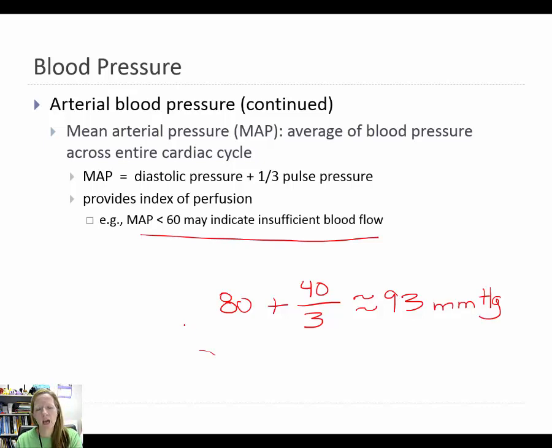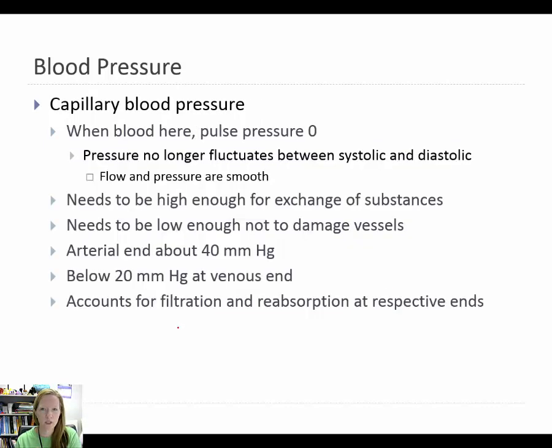So let's go ahead and move down to the vessels that are going to have a little bit less pressure, and that is going to be our capillaries. By the time we get here, pulse pressure is zero. There's no longer a fluctuation between systolic and diastolic, so the flow and the pressure here are nice and smooth. Remember that here in the capillaries, we are exchanging fluids, filtering out fluid and then reabsorbing fluid. And that depended on hydrostatic pressure.